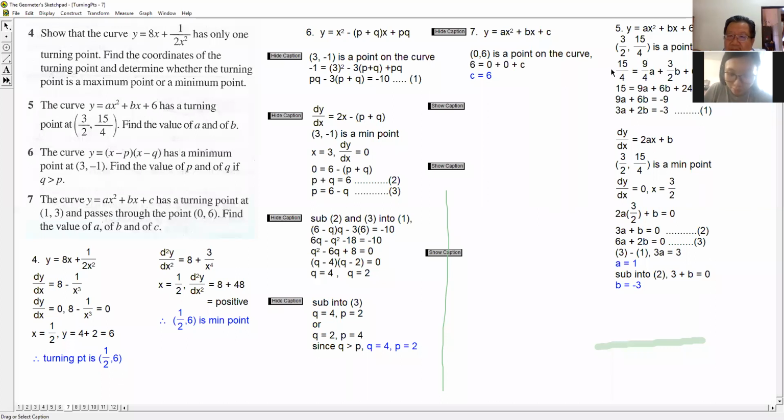So you can find the unknown values by substituting the point into the equation. Second one, I also use this point, since this is the minimum point or turning point. So this point must satisfy the equation.